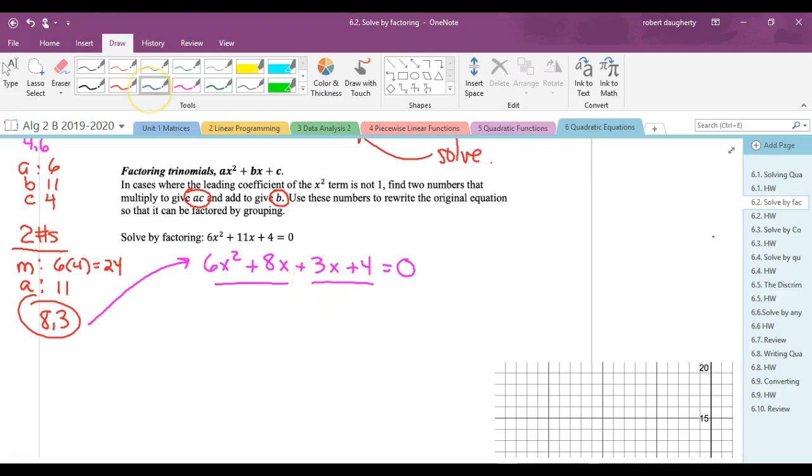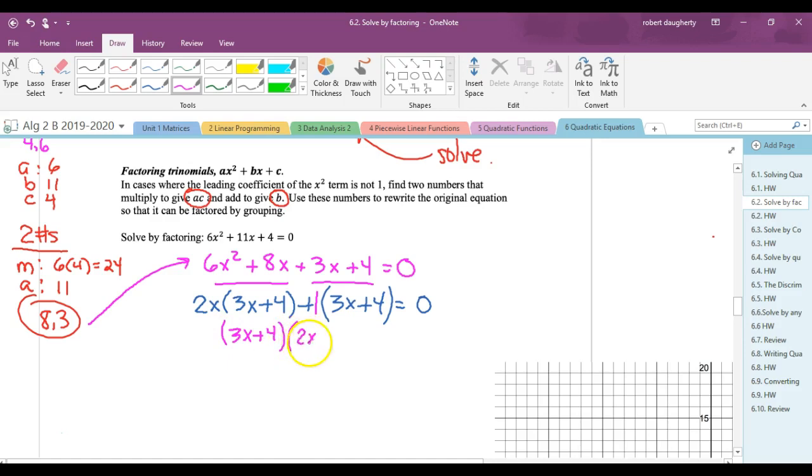What do those first 2 terms have in common? It looks like a 2x, and I'm left with what? 3x plus 4, plus 3x plus 4 equals 0. Now, if it helps you, you can think of this as there's a 1 in front of that parentheses, okay? So what's the next step? How does this factor? Yeah, 3x plus 4 times 2x plus 1 equals 0.